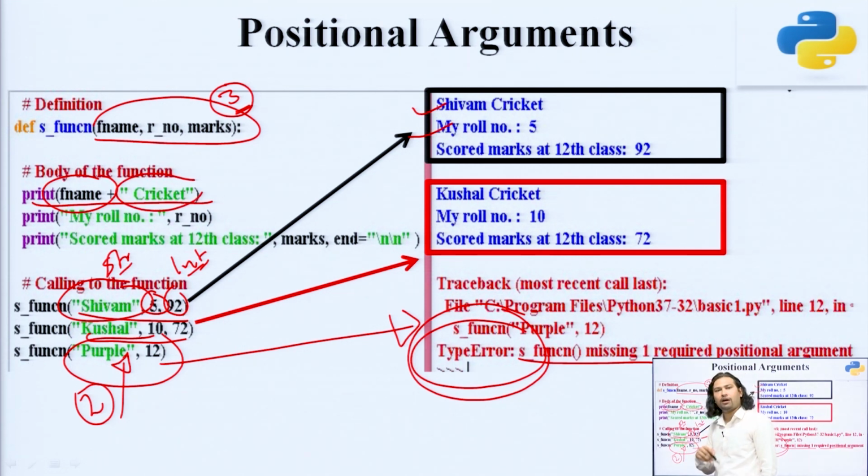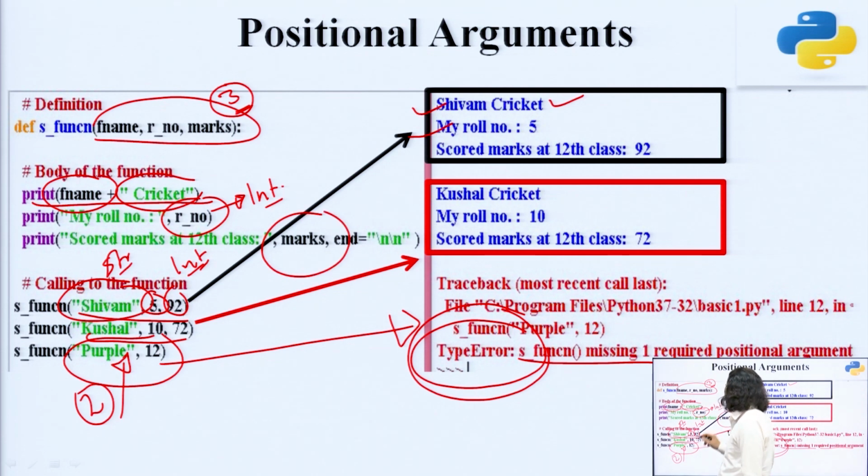We have come across this thing in the previous lecture already. So, here Shivam plus cricket becomes Shivam cricket. So, the output here you can see is Shivam cricket. The same way the next statement is my roll number followed by the roll number variable, where you are going to see that the roll number is given as int information. The same way the third one, that is marks.